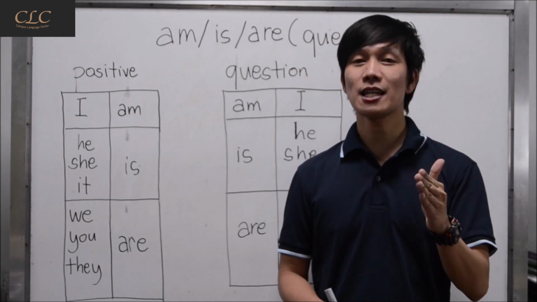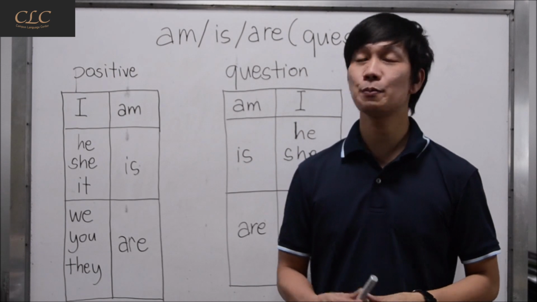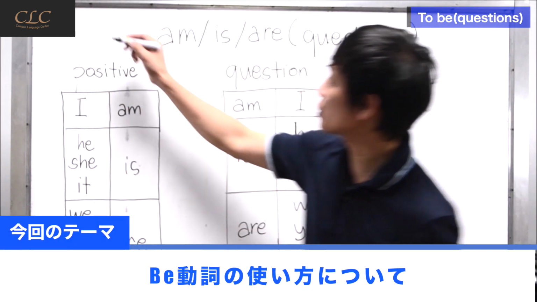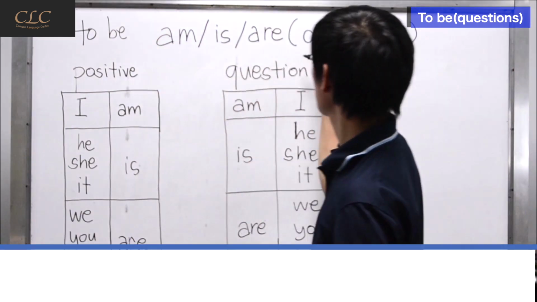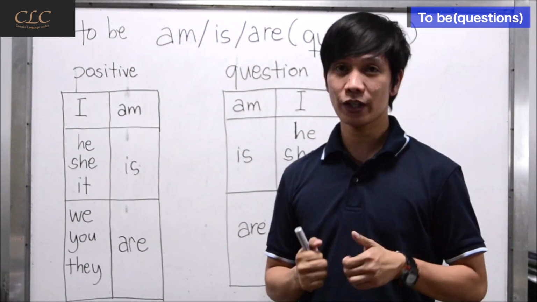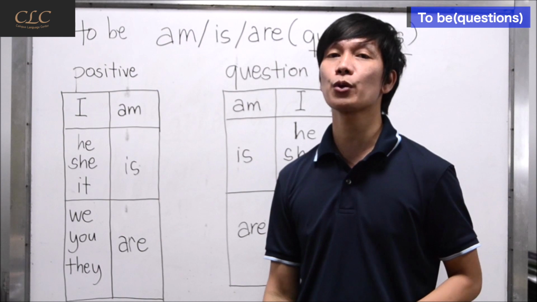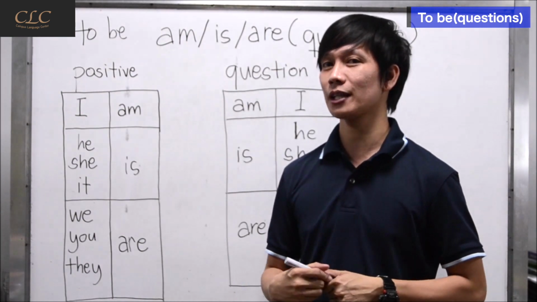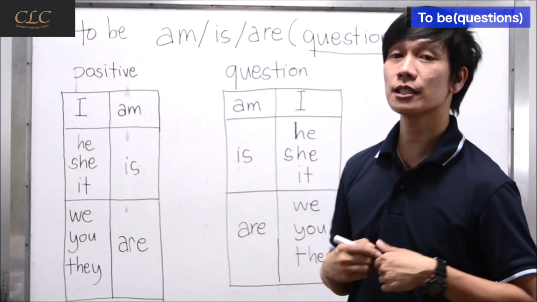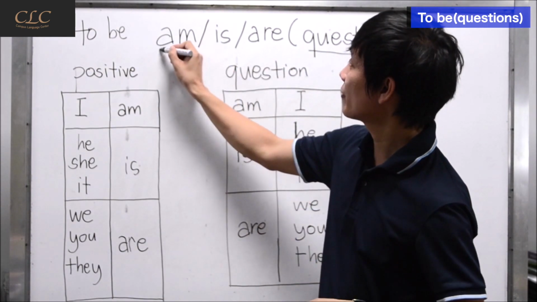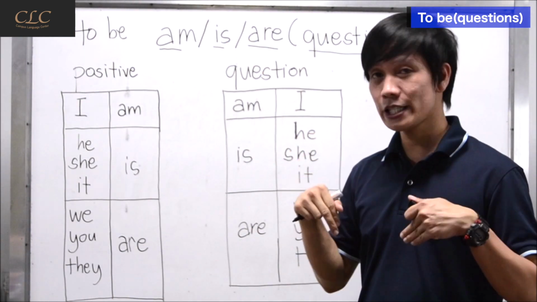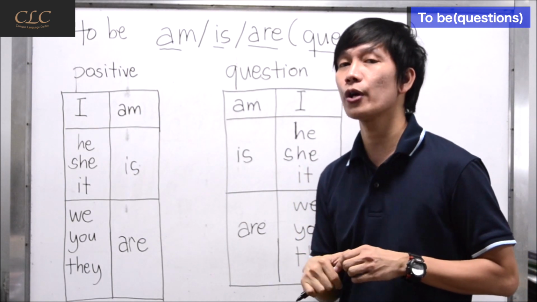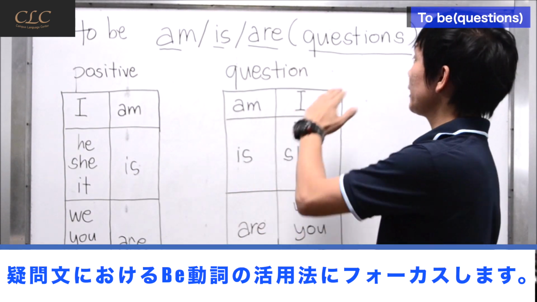So this lesson is about the verb to be, but in questions. If you're learning English, it's important that you know how to use them correctly. So what are the to be verbs? We have am, is, and are. But in this video, we're going to focus more on how to use them in questions.